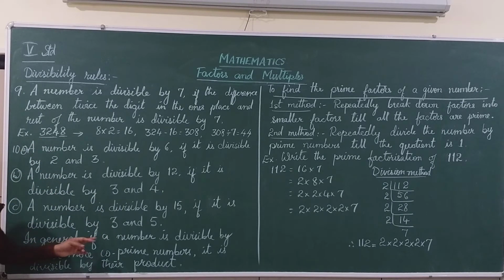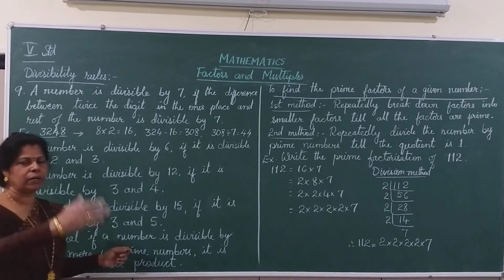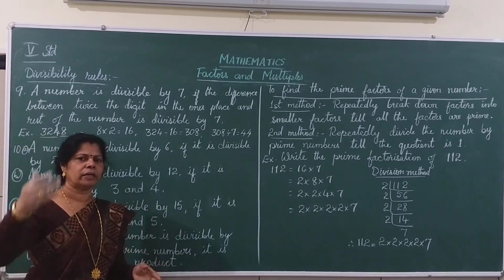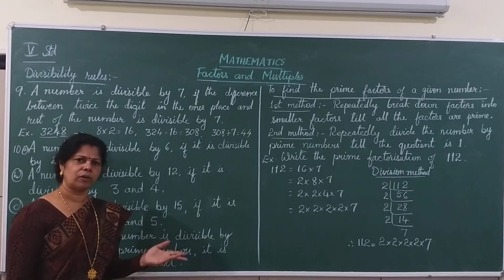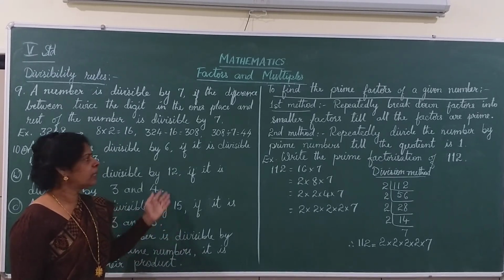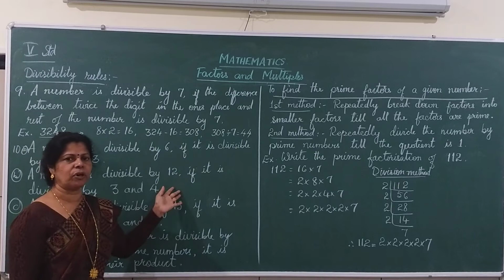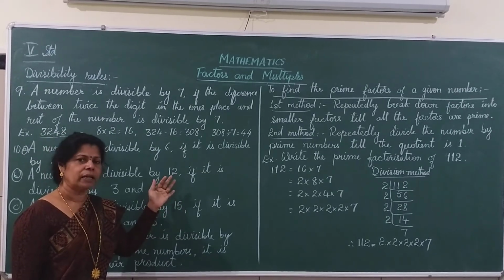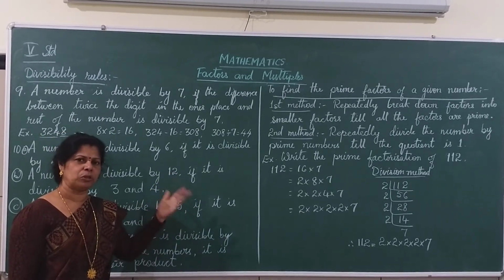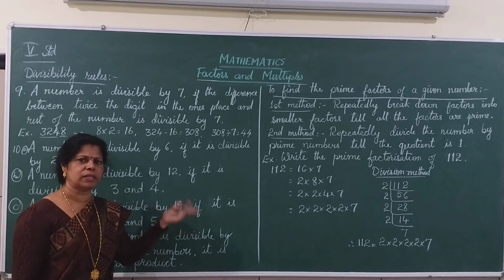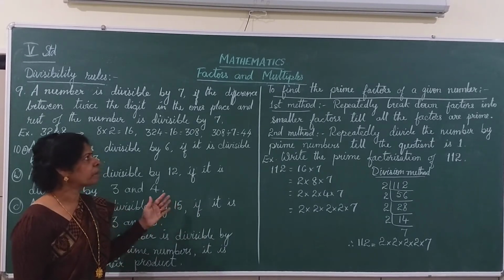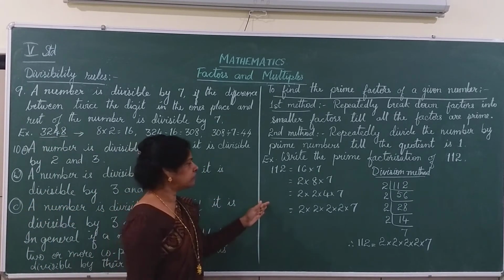So in general, if a number is divisible by 2 or more co-prime numbers, it is divisible by their product. Whatever you multiply, whatever answer you get, you have to divide and see. Then you will get the answer. So these are the rules to be followed when you check whether a number is divisible by 2 or 3 or 4 or 5 or 6, like that. Now let us come to this one.